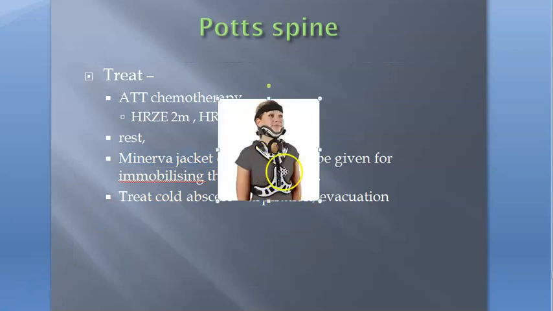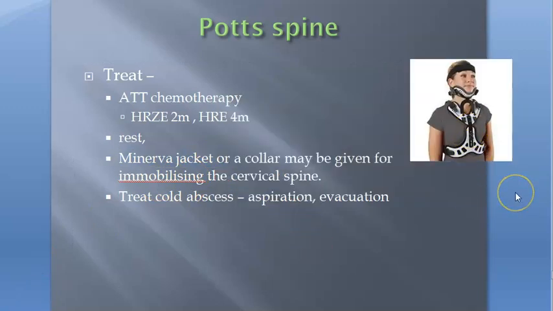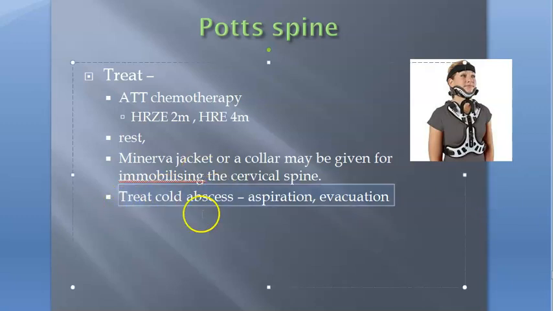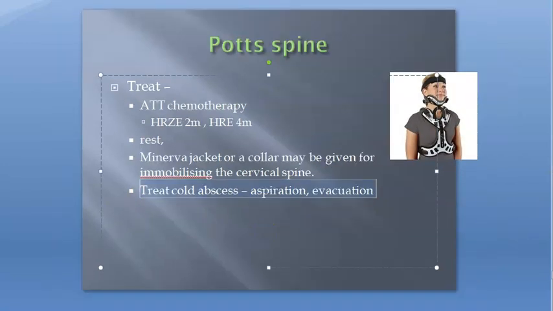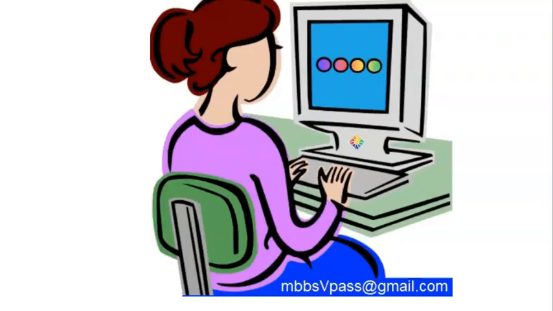This Minerva Jacket looks like a whole life jacket kind of thing. Whole thorax, chest they are wearing. Then you will treat the cold abscess, you will aspirate it, you will evacuate the abscess, pus, etc. So all these are the options for treating Pott's spine.